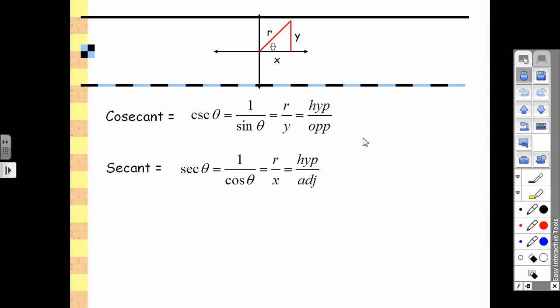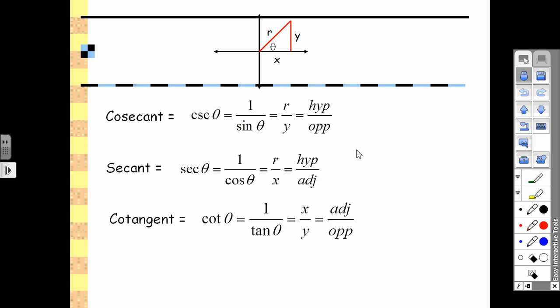The next one is secant, which is abbreviated with SEC. So secant theta is the reciprocal of cosine, so 1 over cosine theta. And if you remember, cosine was adjacent over hypotenuse, or x over r. And so if we're going to do the reciprocal of that, now we're going to do r over x, or hypotenuse over adjacent.